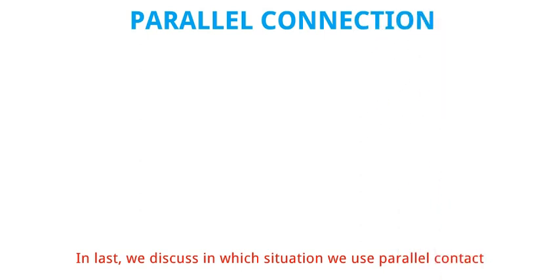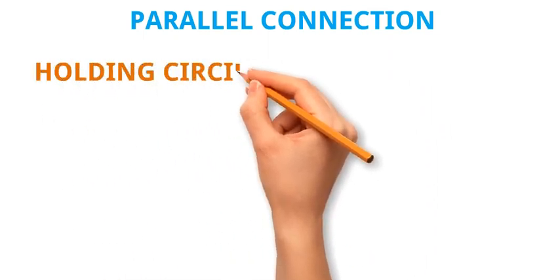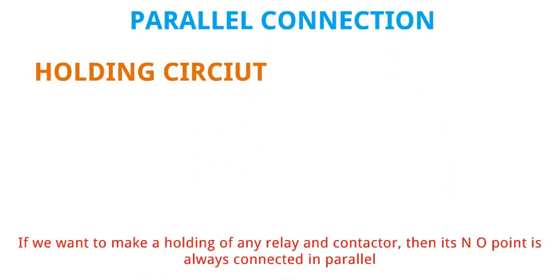In last, we discuss in which situation we use parallel contact. First is holding. If we want to make a holding of any relay and contactor, then its NO point is always connected in parallel.